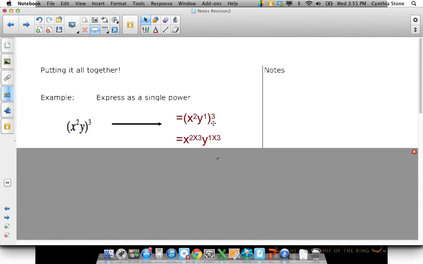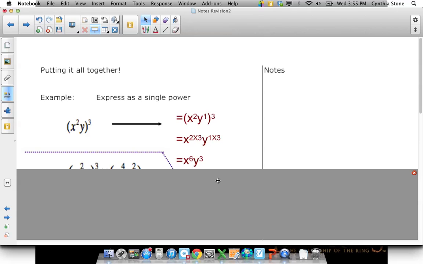Okay, so it's almost like the distributive property, if you remember that. It's like you're distributing this power to each term, to each different base inside the bracket. And then that's as far as I can go. There's nothing else you can do with this. Okay? The next one's a beauty.